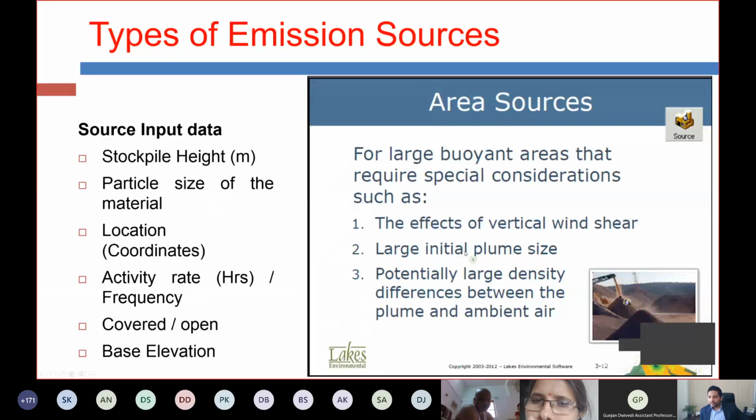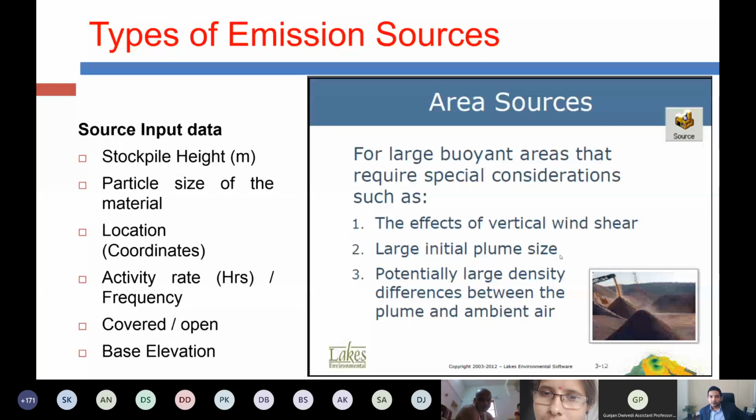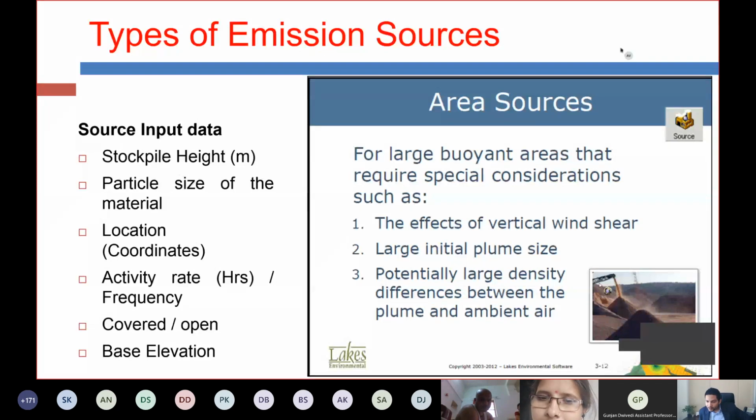Coming to the area source, as we can see in this photograph, this stockpile is considered an area source, wherein from a conveyor belt this material is free falling onto a stockpile, and such sources are considered area sources. The details that we would look into are the height of the stockpile, the material being conveyed, the particle size of the material, location coordinates, the activity rate, how many hours during the day this activity occurs, and whether the belt and the stockpiles are covered or open. The main emission here is the wind that blows. It carries the dust, the particulates in this falling material.